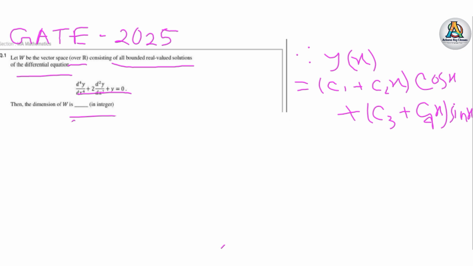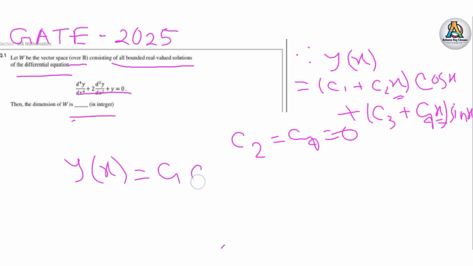Now here W is the vector space consisting of all bounded real valued solutions, but this solution is not bounded because here x is present and x is not bounded. So the condition for y to be bounded is that c2 and c4 must be equal to 0. Therefore, W contains all the solutions of this differential equation of the form y(x) is equal to c1 cos x plus c3 sin x.